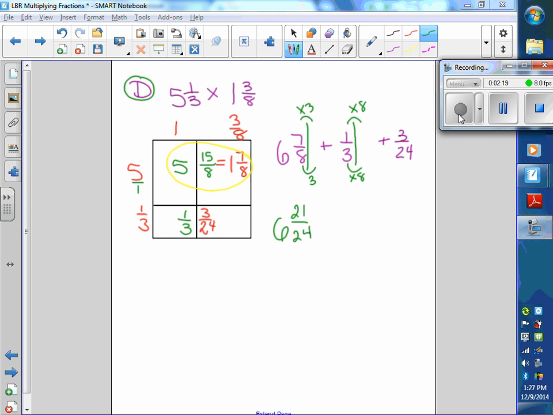Do you get that? Plus 8 24ths plus 3 24ths. 21 plus 8 is what? 29. Add 3 more. 32. Good. So it's 6 and 32 over 24, which is the same as 6 plus 1, because 24 goes into 32 one time, right? What's the remainder? 8.